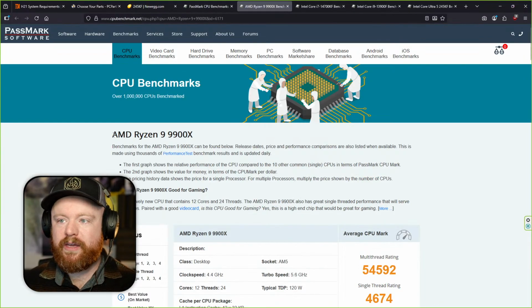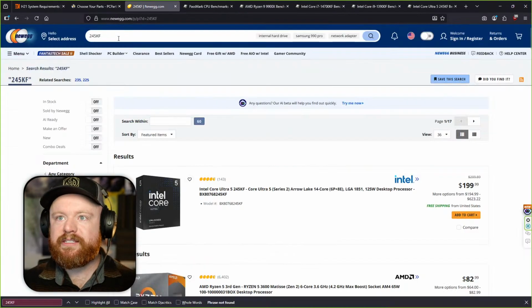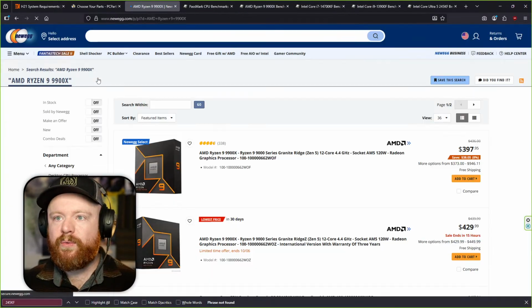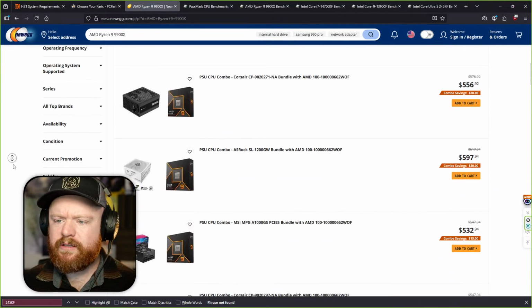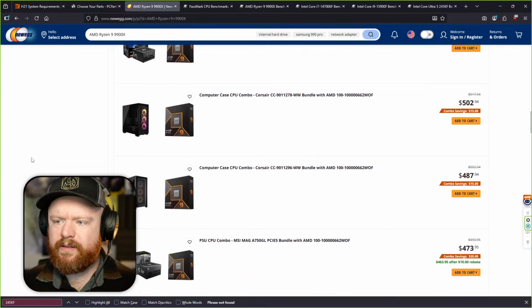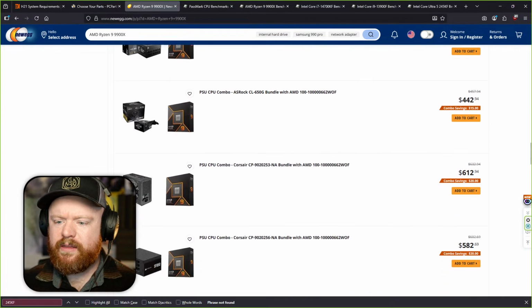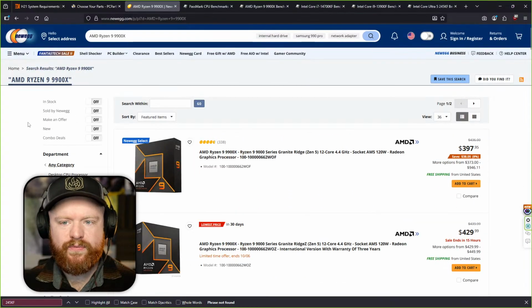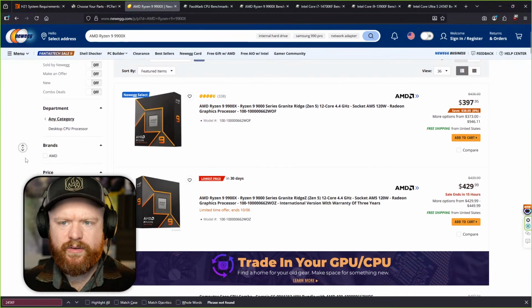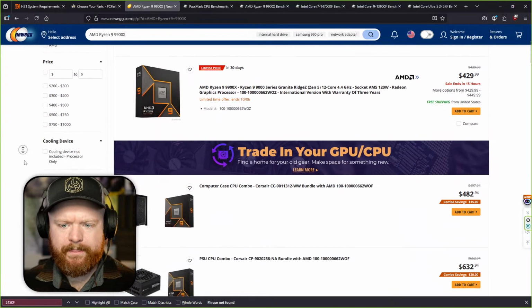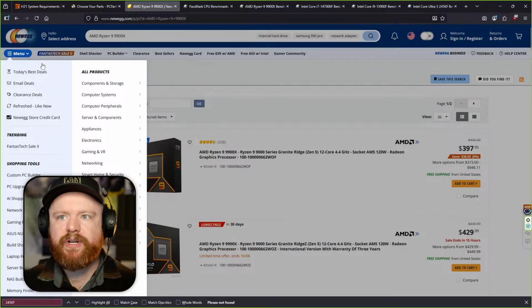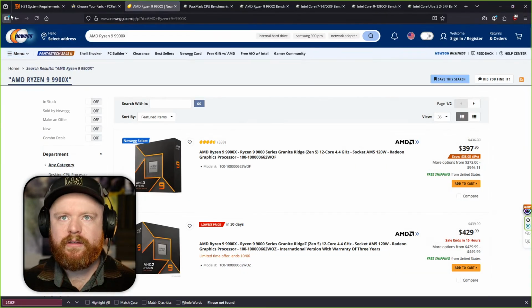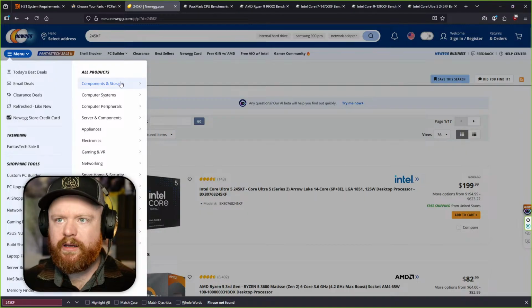Let me try one more thing. Maybe we can search this and have some luck with finding a computer that uses this. And yeah, maybe, I wish Newegg had a better filter situation going on for this here. But regardless, it's just kind of a bummer here. So AMD Ryzen 9, let me just try one more thing before we call this a done deal here.